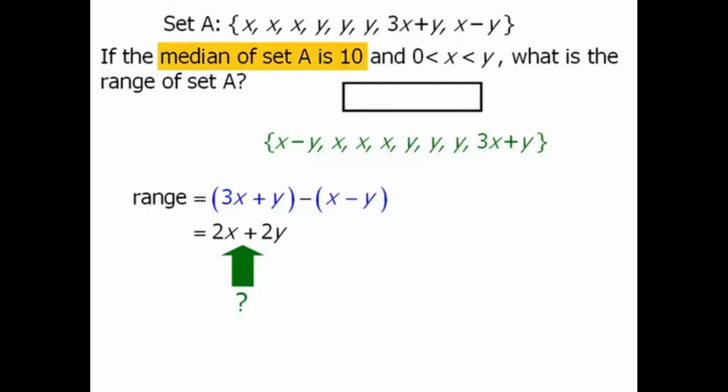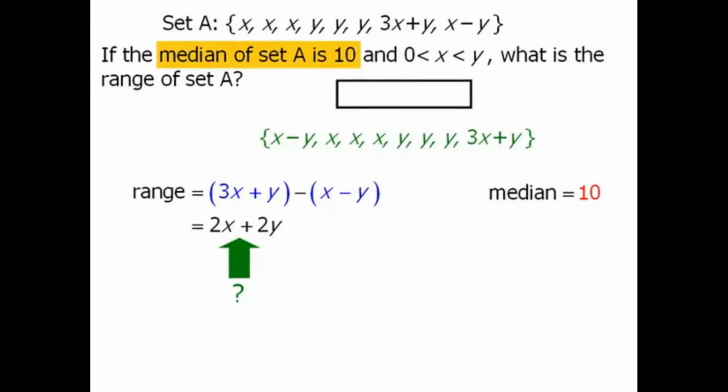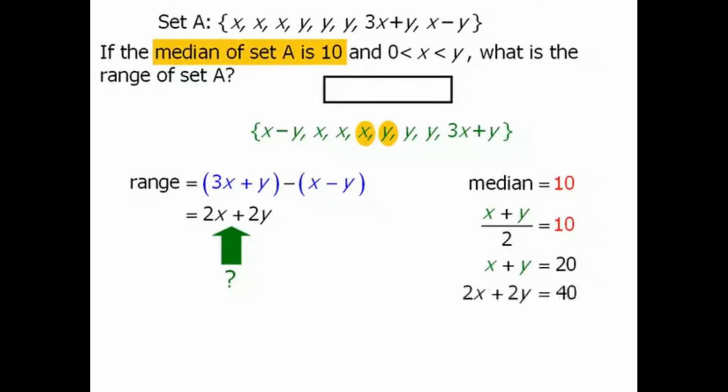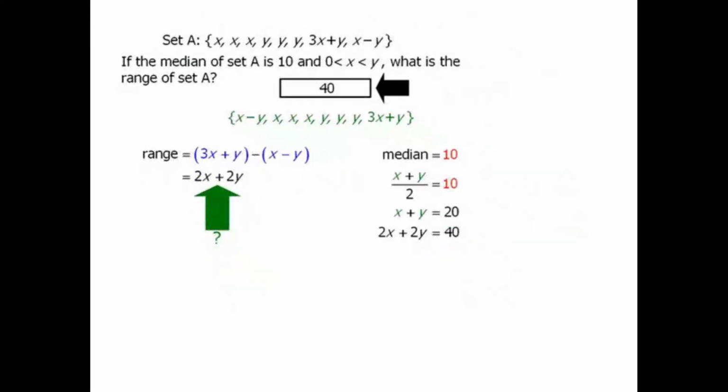To do this, we should use the piece of information that tells us that the median of set A is 10. Now, since set A has an even number of values, the median will be the average of these 2 middle values. So the median will be (x plus y) divided by 2, and this we are told is equal to 10. From here, notice that if we take this equation and multiply both sides by 2, we get x plus y equals 20. And if we multiply both sides by 2 again, we get 2x plus 2y is equal to 40. At this point, we've answered our question, since our goal was to find the value of 2x plus 2y, and we now know that this is equal to 40. So we can now go up here and enter 40.